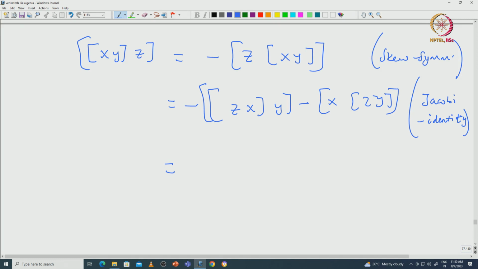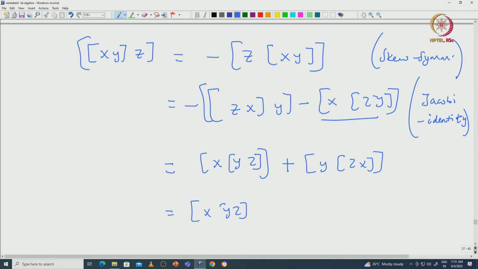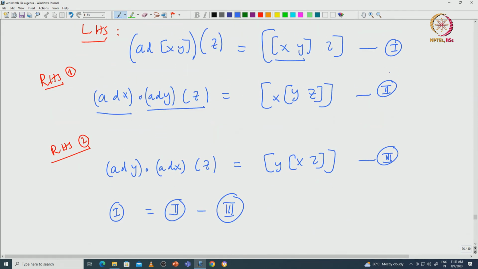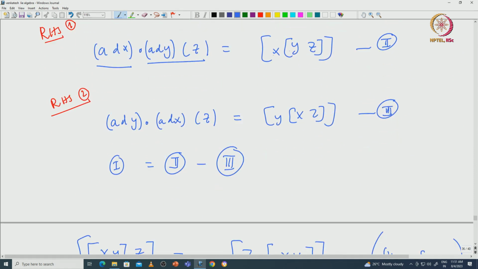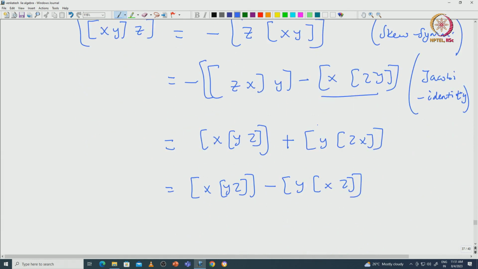what do you get? You get for example, from here bracket x y z. So, I am switching this. So, then this will become plus bracket y z x. So, then if you rewrite again x y z minus y x z. Okay. So, that is what we wanted to prove now. So, this minus this should be this. This is the first term x y z and then y x z. So, we proved bracket x y z is this.